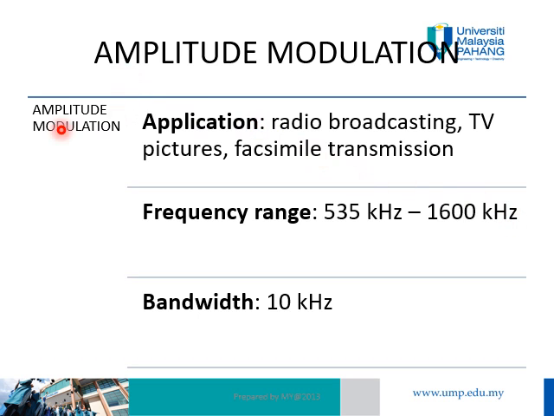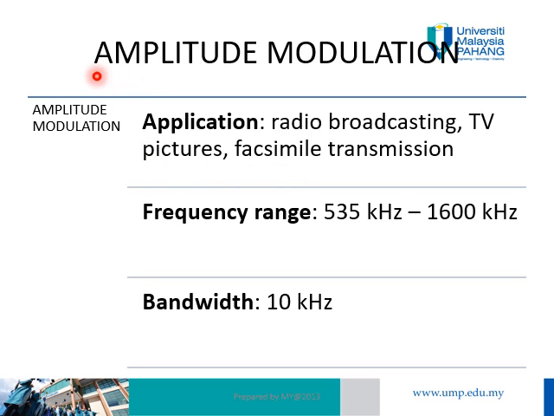The applications of amplitude modulation are normally radio broadcasting, TV picture, and facsimile transmission. This is a common example of amplitude modulation. So we have AM radio broadcasting, TV, and also fax.